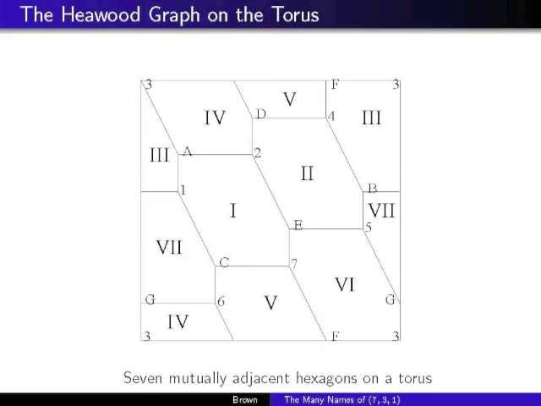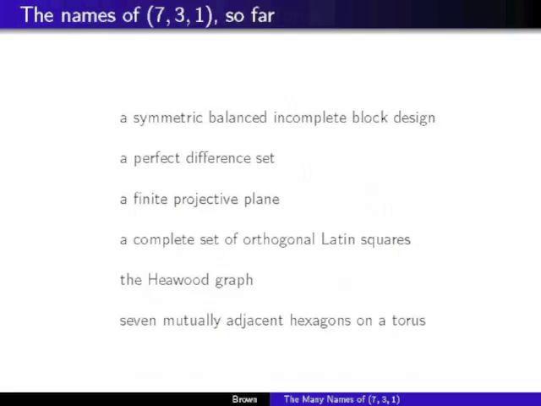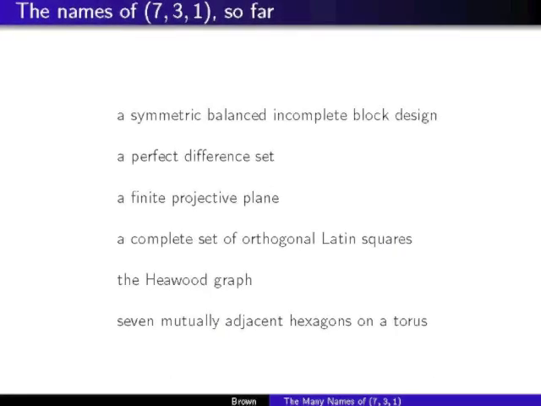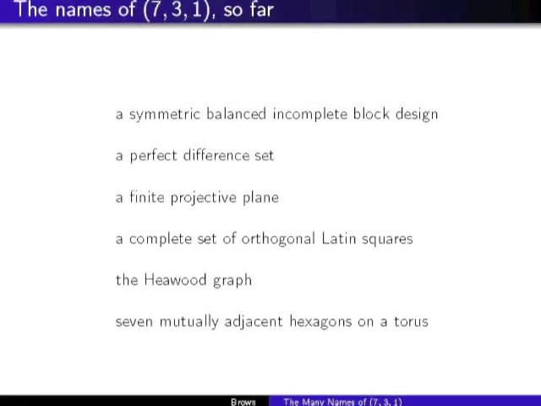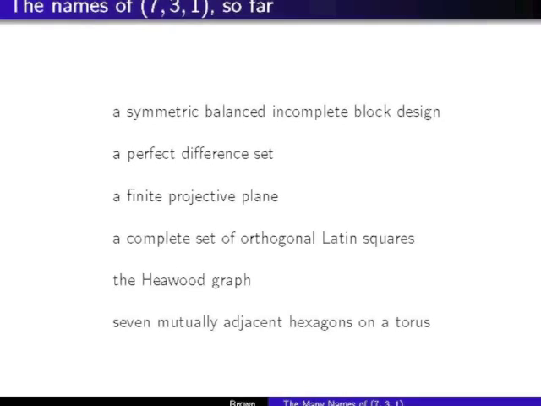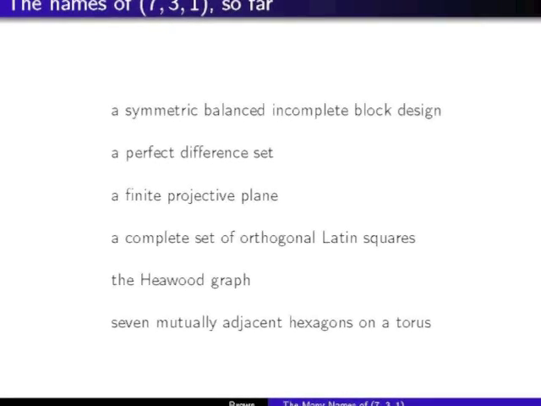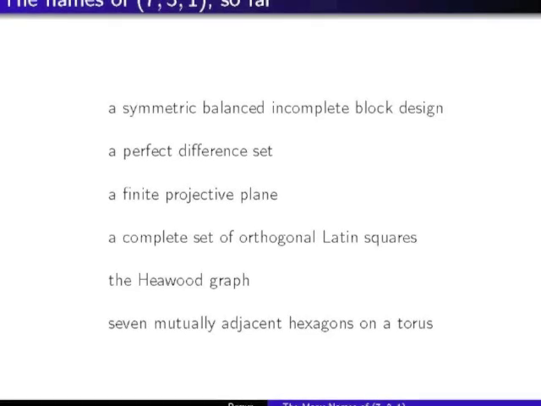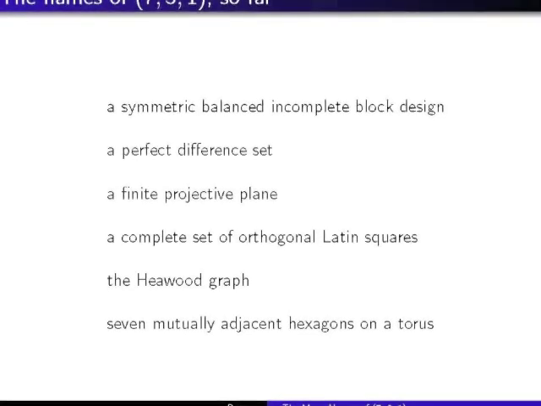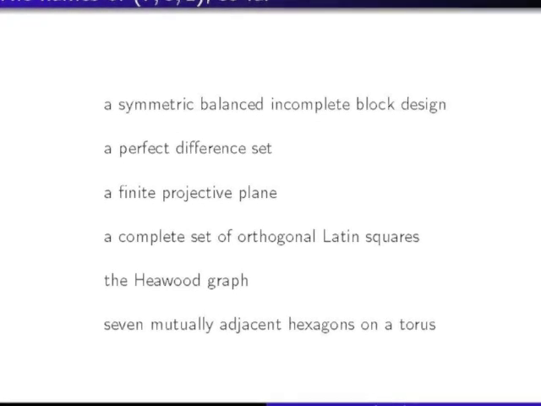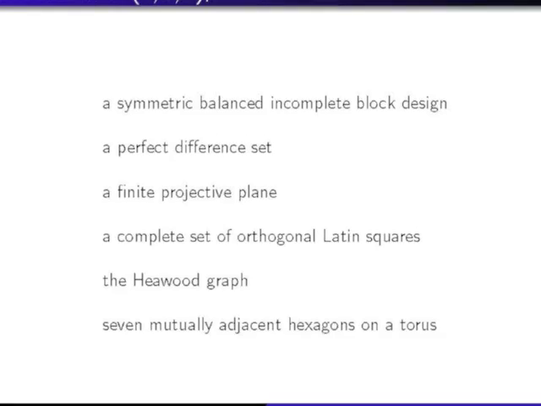Okay, so these are the names we got so far. Symmetric balanced incomplete block design. As Kipling said in one of his stories, aren't those beautiful words, oh, best beloved? A perfect difference set, finite projective plane, a complete set of orthogonal Latin squares, the Heawood graph, and seven mutually adjacent hexagons on a torus. That's six of them. And because it's 7-3-1, it would be nice to have seven names.